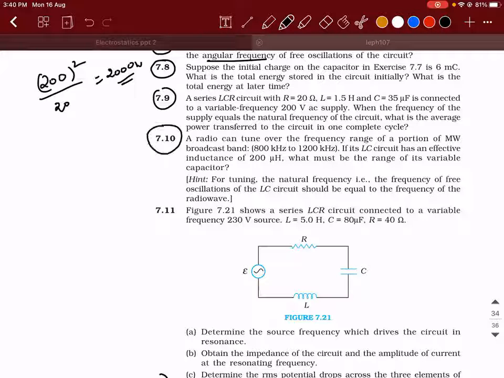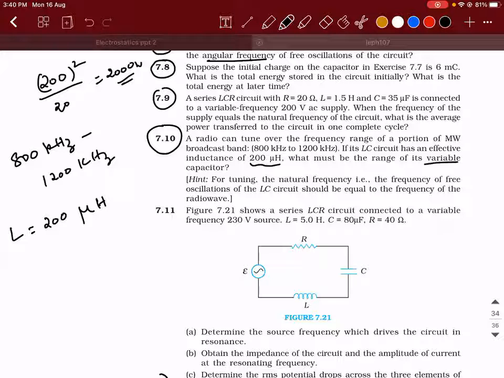Okay. 7.10. A radio can tune over the frequency range of a portion of the medium wave broadcast band. The bandwidth that is given is 800 kilohertz to 1200 kilohertz. It means that particular radio can be tuned between these two frequencies. The least frequency it can be tuned to is 800 kilohertz. The maximum frequency is 1200 kilohertz. If the LC circuit has an effective inductance of 200 microhenry, so inductance is fixed, what must be the range of its variable capacitor?